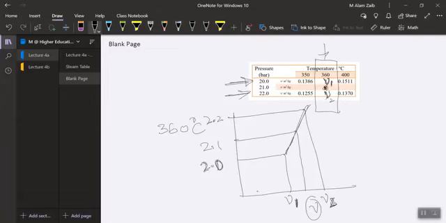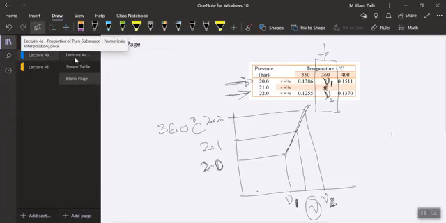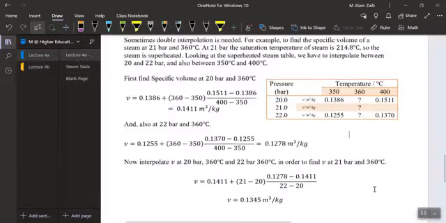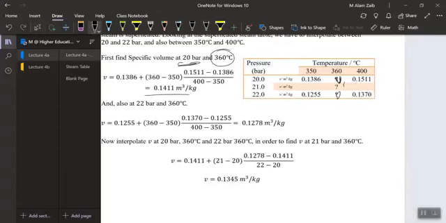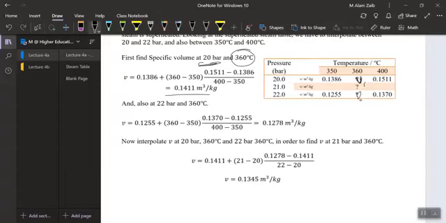If you don't, can you please skip back? That would be easy for you to understand. So this is what we call a double interpolation. We need to find one of the columns first, or the rows, then find the second. I did find at 20 bar, at 360, a volume which is 0.1411 somewhere here. At 22 bar at 360, I've got a volume which is V2, over here.